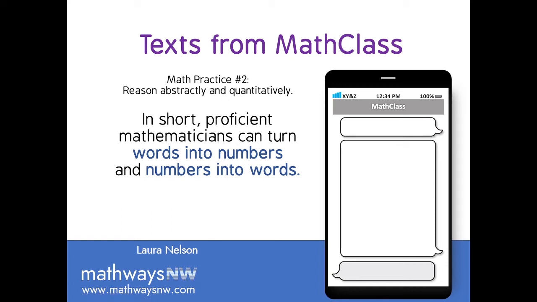This is an activity called Texts from MathClass. And in this, we use math practice number 2, which is reasoning abstractly and quantitatively. In short, that basically means that proficient mathematicians can turn words into numbers and numbers into words.